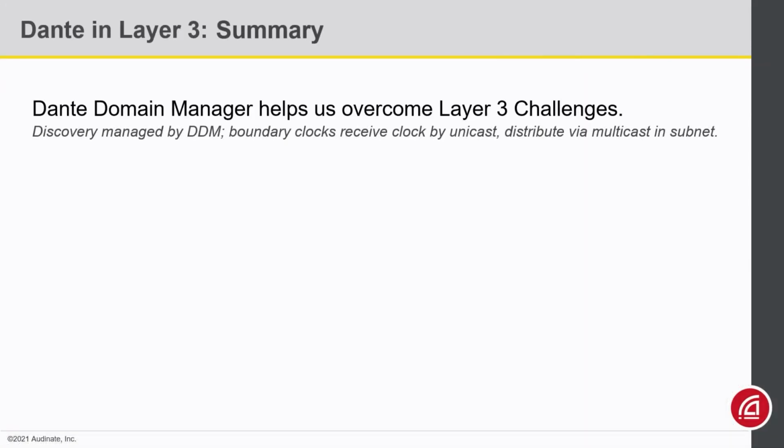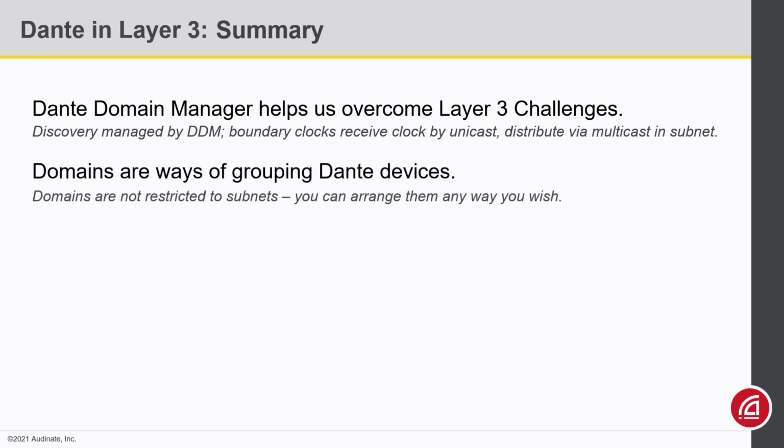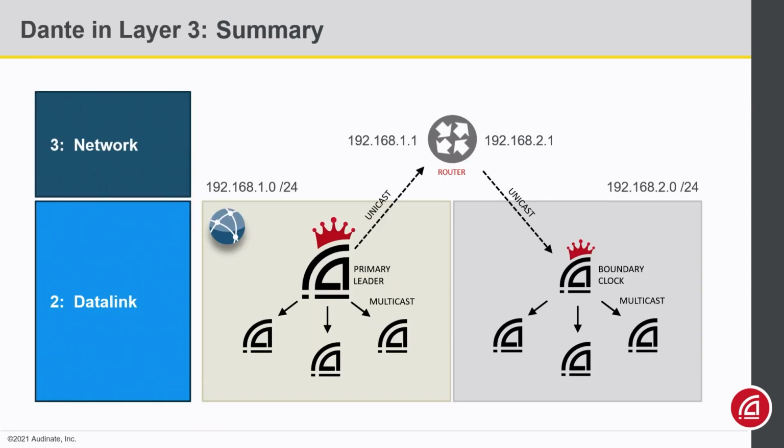So in this chapter, we have outlined the challenges that a Layer 3 network presents and how Dante Domain Manager helps us overcome that. We discussed the concept of domains and that they allow us to group our devices however we want. Domains are not bound by subnets. You can arbitrarily put any device from any location in any domain. We can synchronize our devices across different subnets by using unicast clocking. A primary leader can send sync information to boundary clocks in each subnet, and the boundary clocks can in turn synchronize the devices within their subnets.